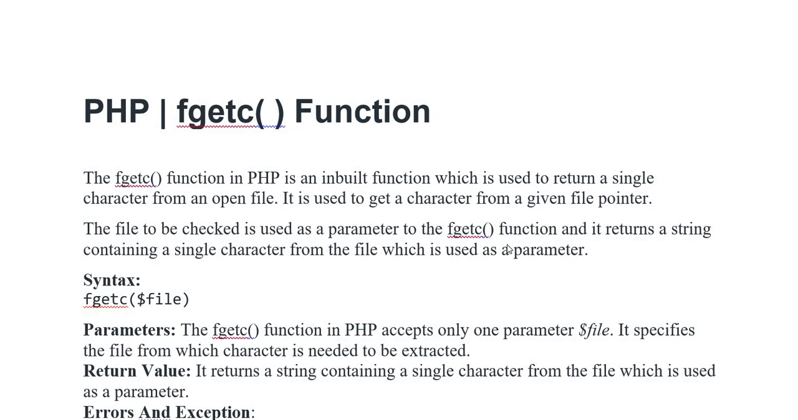The fgetc function in PHP is an inbuilt function which is used to return a single character from an open file. It is used to get the character from a given file pointer. The file to be checked is used as a parameter to the fgetc function, and it returns a string containing a single character from the file which is used as parameter.